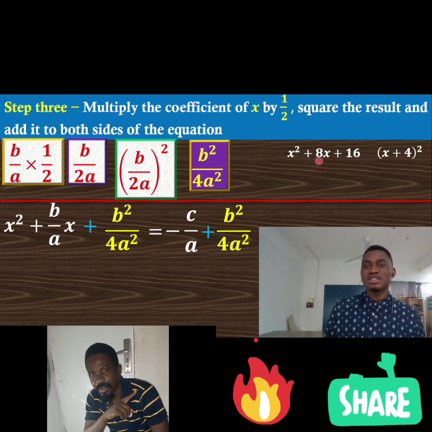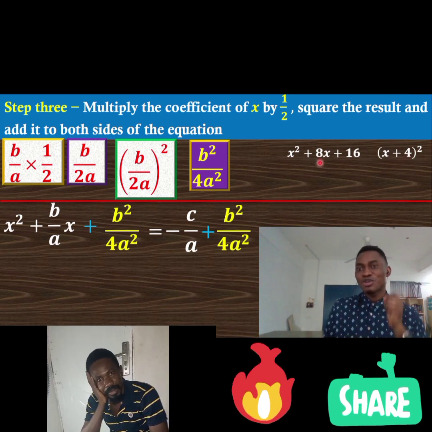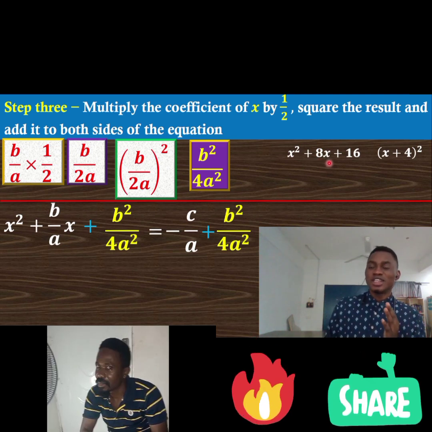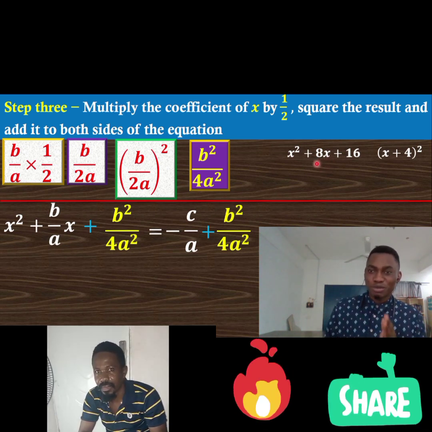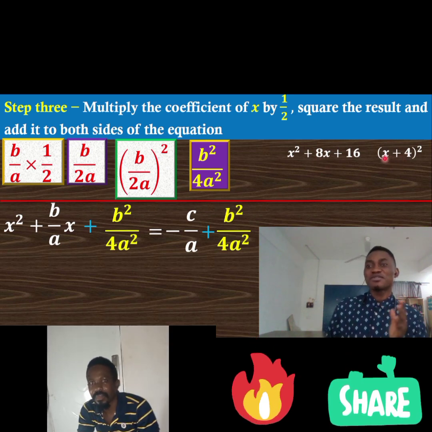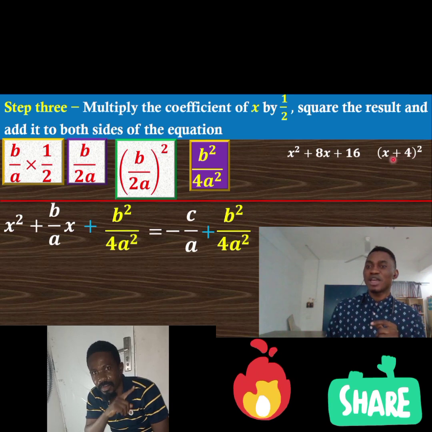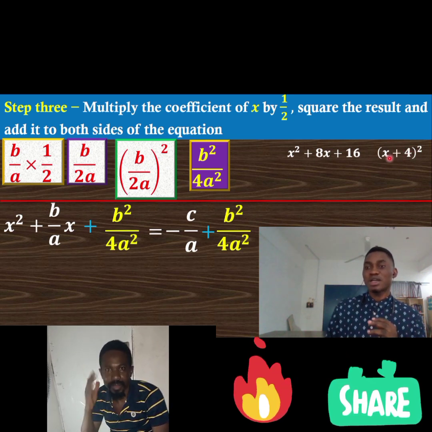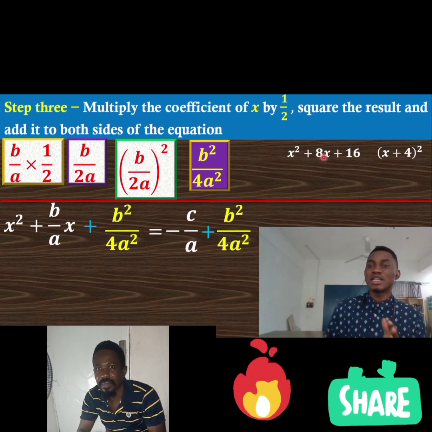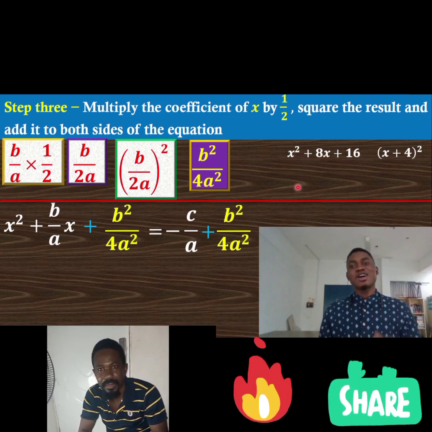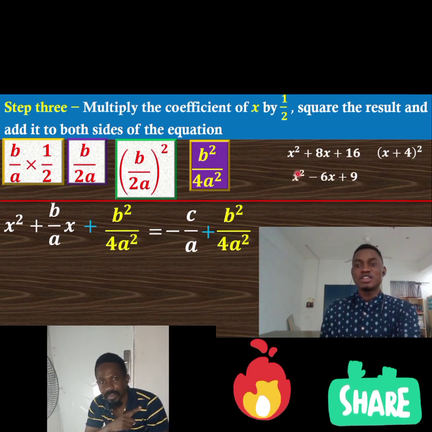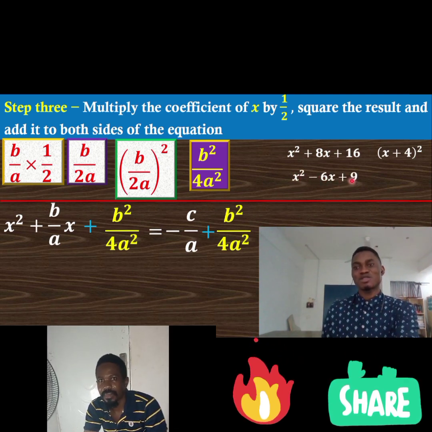This 4 is always the half of the coefficient of what? x. In this case, the coefficient of x is plus 8, so half of plus 8 is 4. So we have x plus 4 all squared. If you expand x plus 4 all squared, we get back x squared plus 8x plus 16. Now, another instance of a perfect square trinomial is x squared minus 6x plus 9.